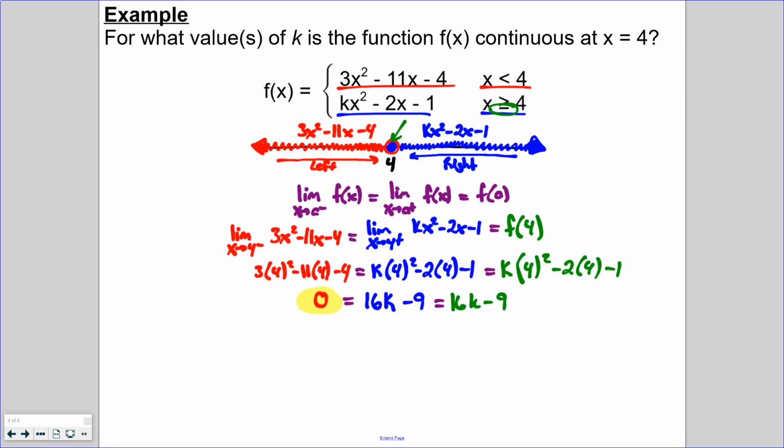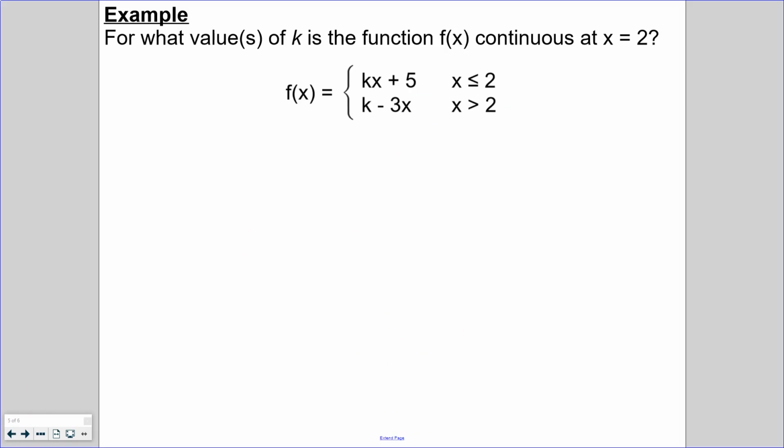Which means we need to make sure that 16k minus 9 equals 0. So we can do that. We can do 16k minus 9, set it equal to 0, solve for k, and then boom, each of the three parts will equal 0. So we're going to get 16k is equal to 9, and k is going to be 9 over 16 as the k value which will make our function continuous at x equals 4.